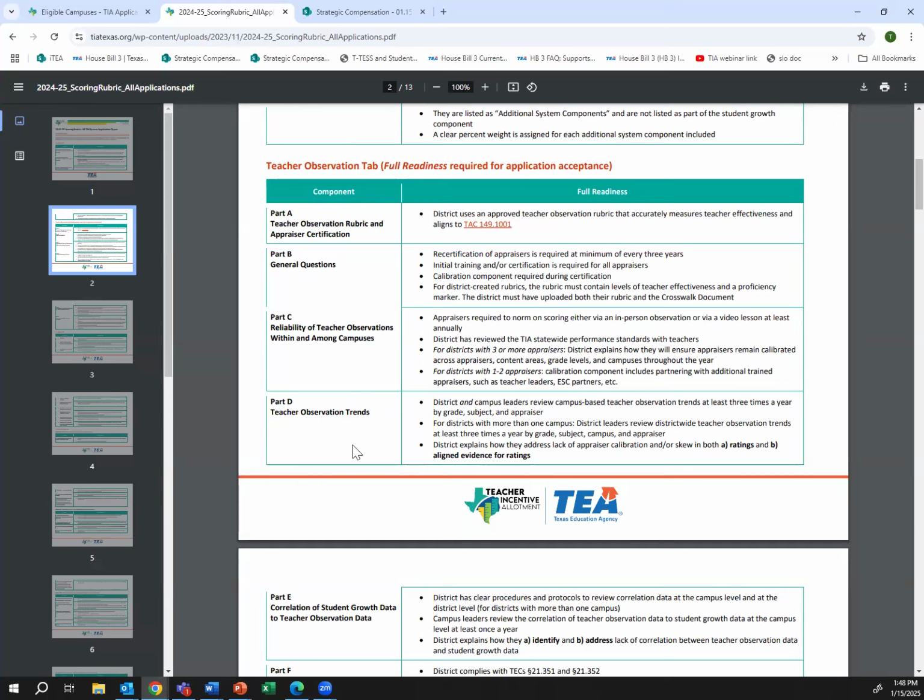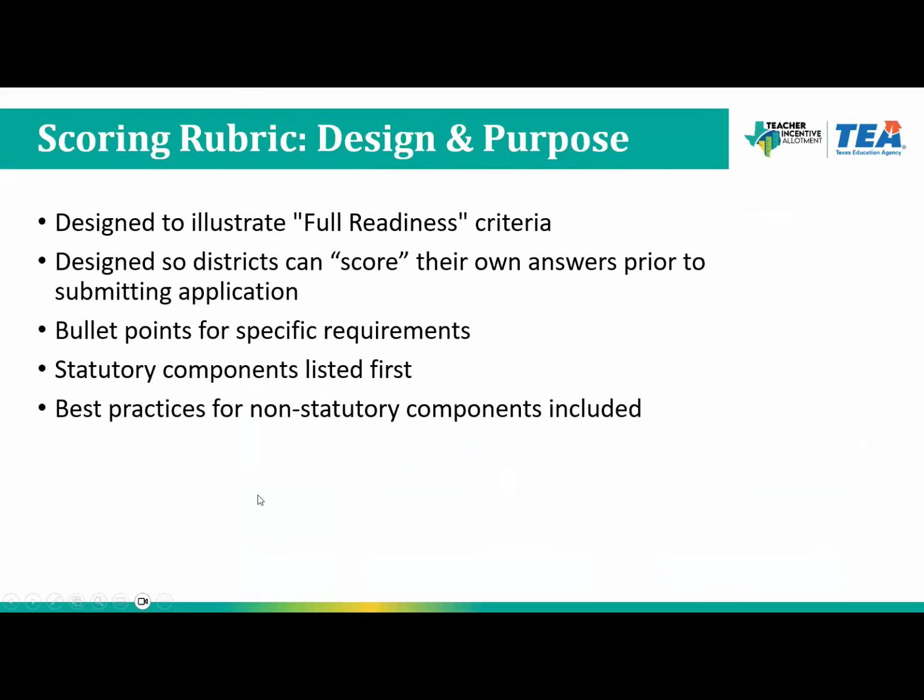And even more specifically, we're honing in on this third bullet point here in part D, which is about how districts explain when they have lack of appraiser calibration and skew, both in terms of the ratings that they use and in the evidence for those ratings. So that's what we're going to look at, which is on this slide.